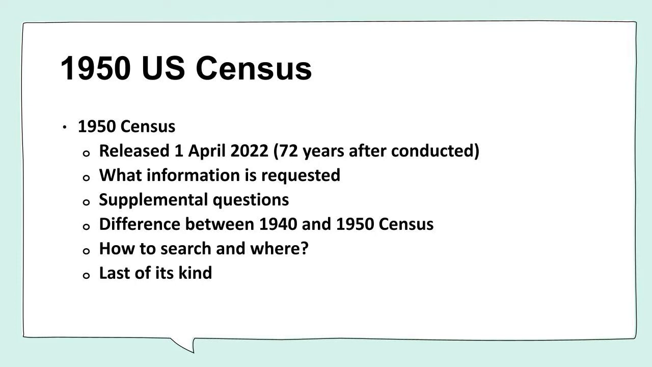Now, what about the 1950 census? It was released the 1st of April. A key thing is 72 years after it was conducted. We're going to look at what information is requested, what are the supplemental questions, what's the difference between the 1940 and 1950 census records, how to search it and where. And I want to point out it's the last of its kind with tremendous detail. Other censuses after that do not have this amount of great detail.